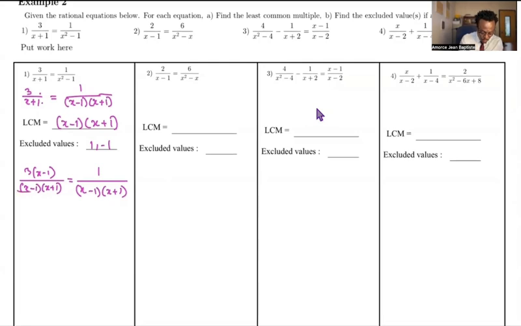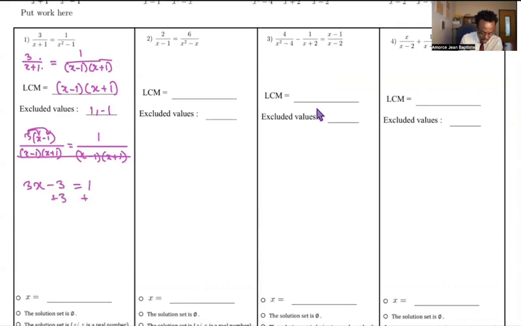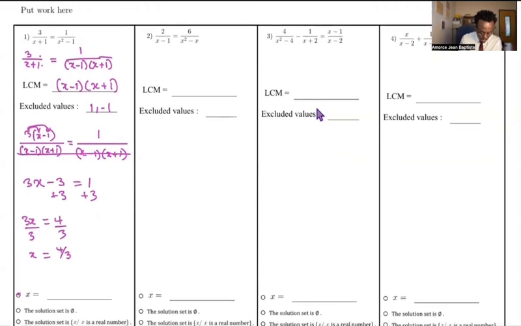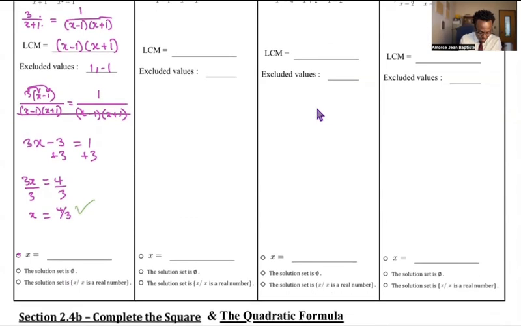Now, the common denominator, we can cancel it, and then we're going to solve. We distribute this, 3x minus 3 equals 1. We can add 3 on both sides. 3x equals 4, divide by 3, x equals 4/3. Your solution, this value is accepted, not one of the excluded values. So the solution is 4/3.